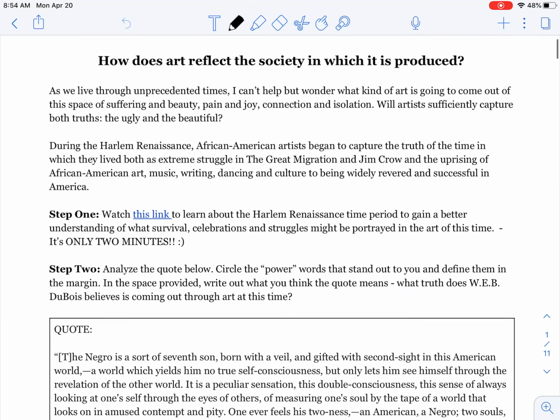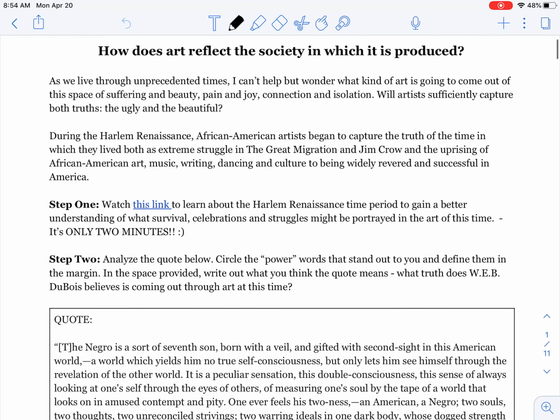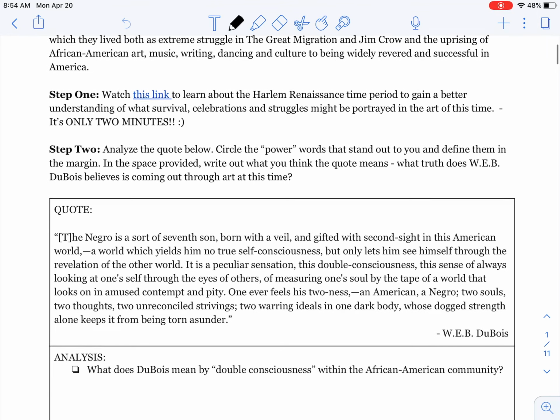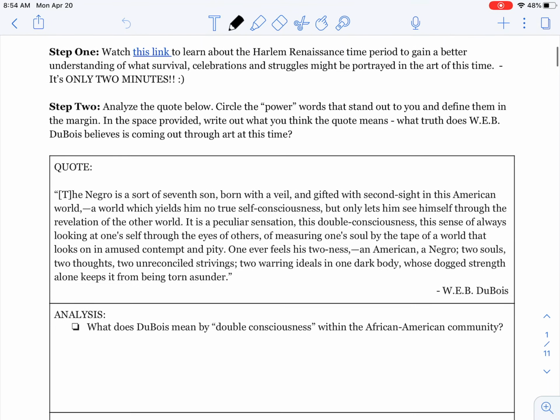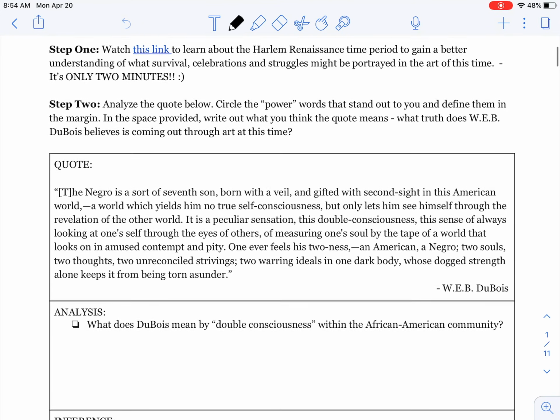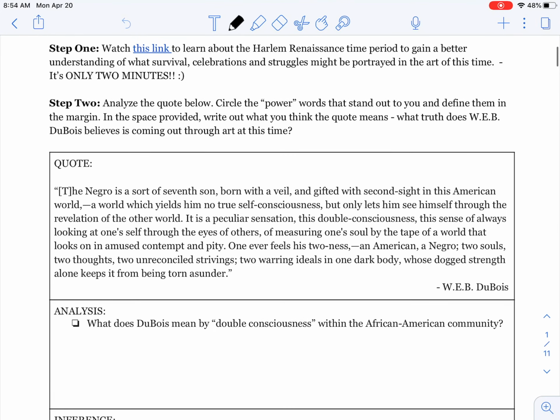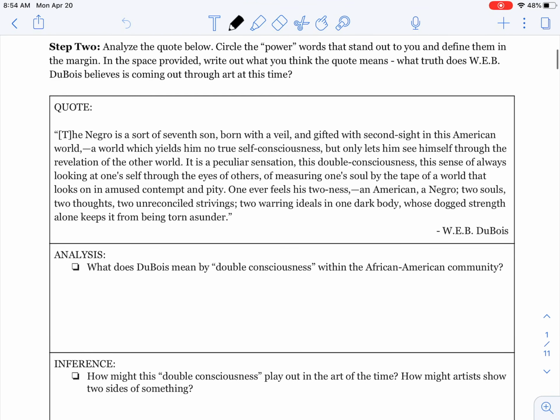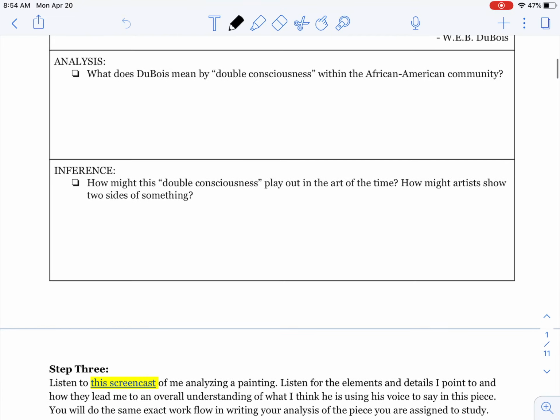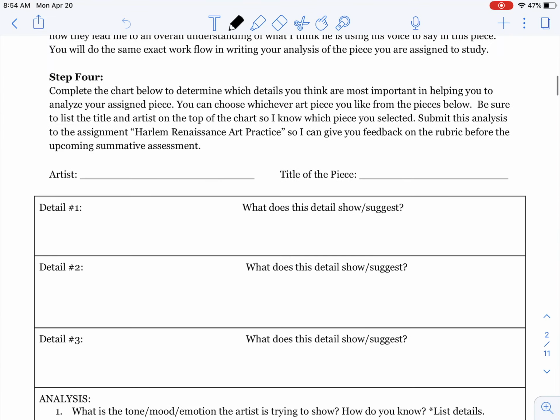So this is your assignment due tomorrow, Tuesday at 8 p.m. You're going to read through this intro part here and then follow the steps in order. You'll watch a really quick 2-minute video on the Harlem Renaissance time period so that you can understand the context in which the art was created. You have a quote here from W.E.B. Du Bois, a famous African-American thinker, as to what he thinks makes for such powerful struggle and beauty coming out of the African-American experience at this time. A couple leading questions to help you there. You'll fill all this out in Notability.